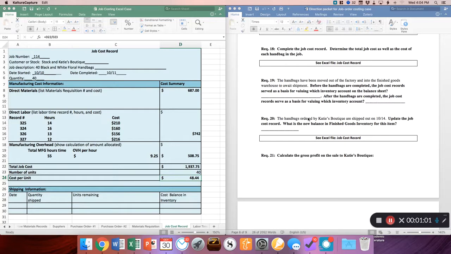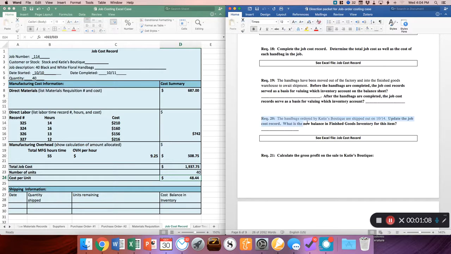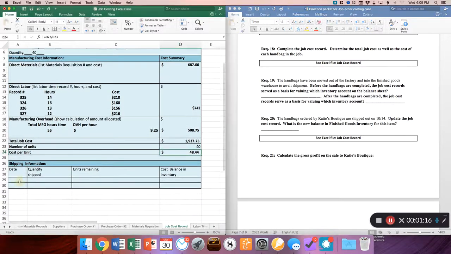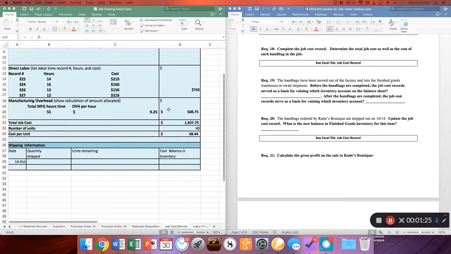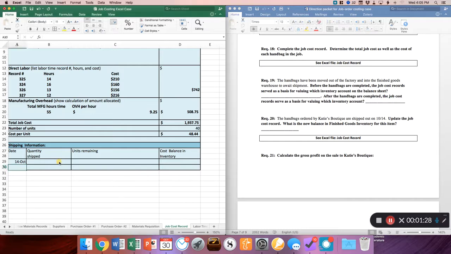So we ship them, and so the next thing, this is requirement 20, so we're shipping them on the 14th, and so first thing we need to do is update the job cost records, right? So these went out on the 14th, and we shipped 7 of them, right? Because that was what our original units were that we needed, right?